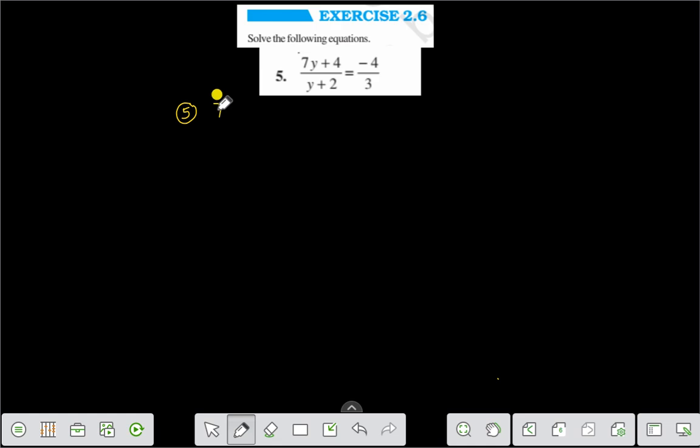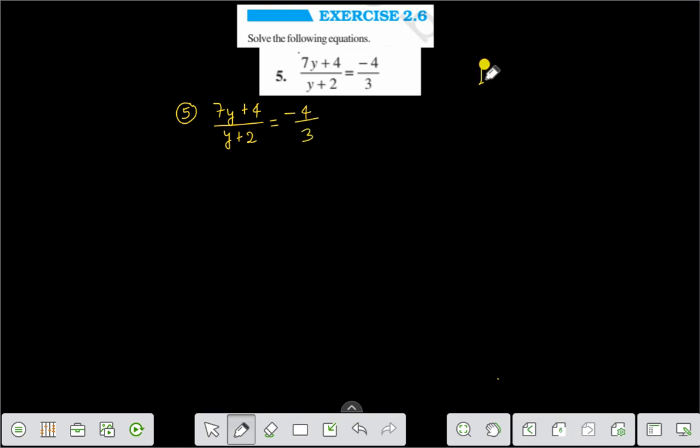7y + 4 divided by y + 2 is equal to minus 4 divided by 3.